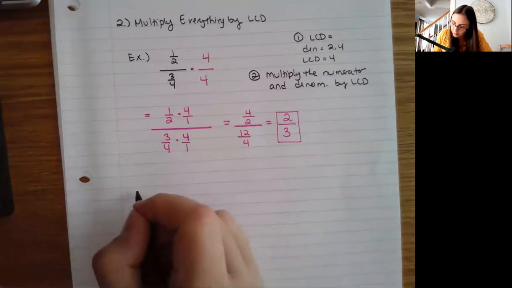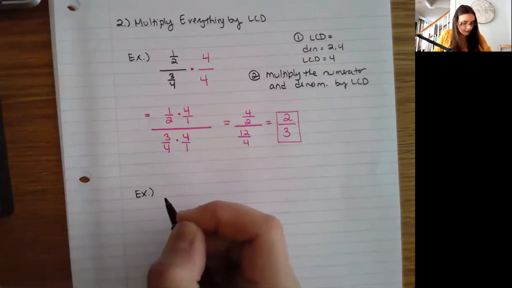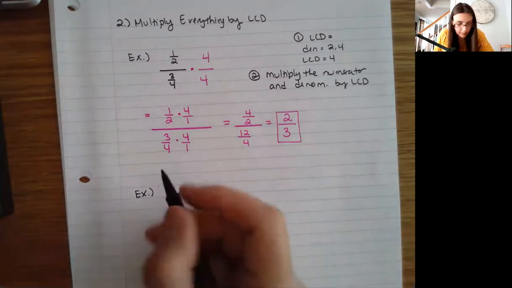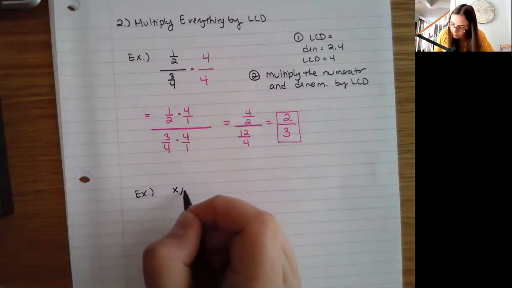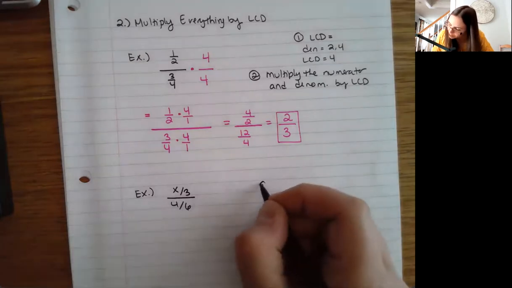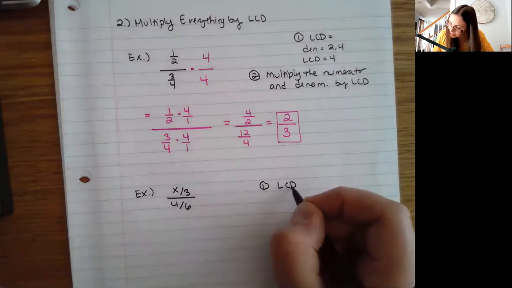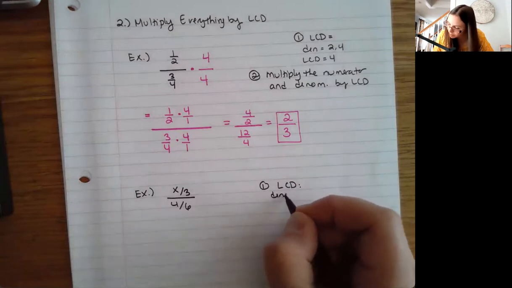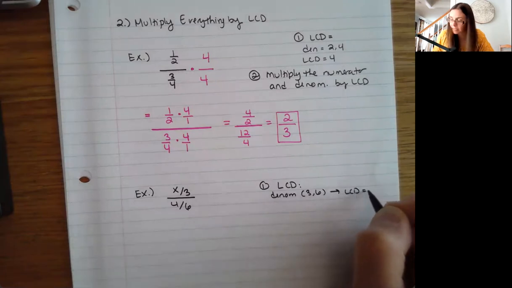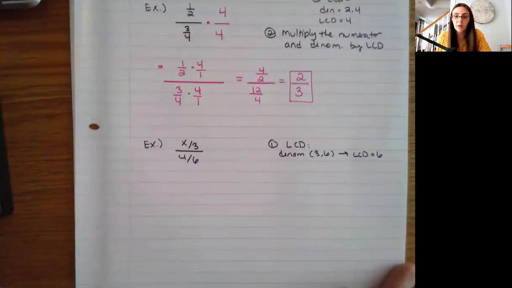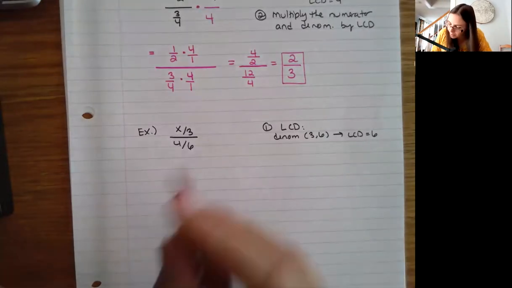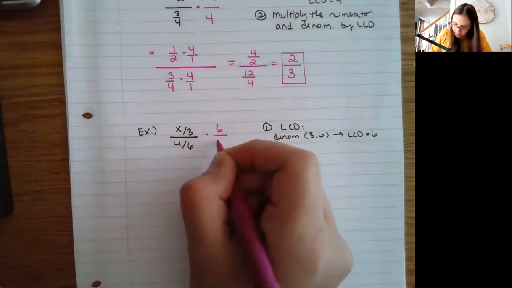Let me do one more here, just like we did the last one. I'm doing the same exact examples just so you can see. So we had x over 3, and then I had 4 over 6. So this time, instead of rewriting, we're going to find the LCD. So my two denominators here are 3 and 6. So my LCD is going to be 6. And again, if you need to pause the video and try that out on your own, please go ahead and do that. And you're going to multiply by 6 over 6.